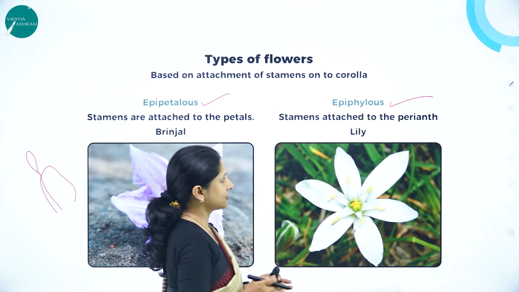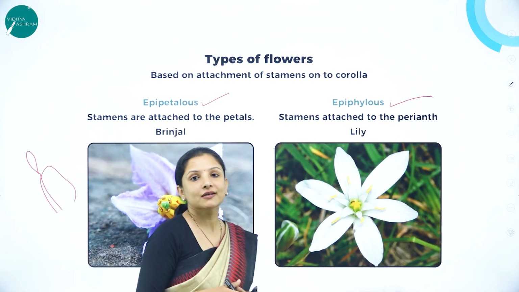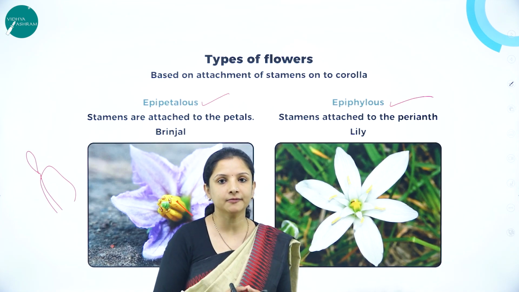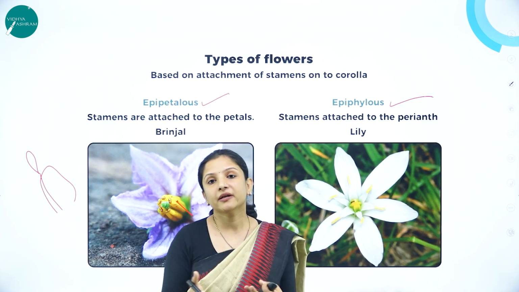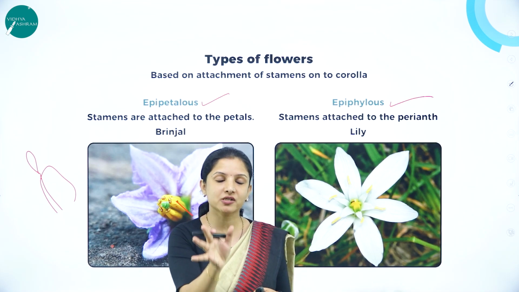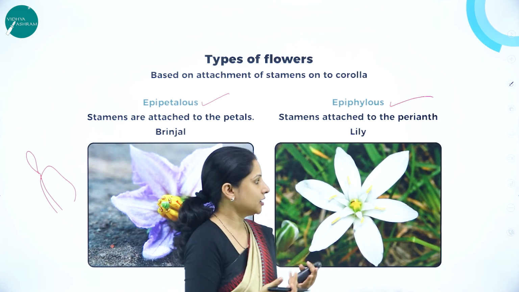Next, epiphyllous stamens. Here the stamens are attached to the perianth. Now what is a perianth? We have studied this also in the previous session, wherein I told you perianth is nothing but wherein you cannot differentiate in a flower which is the corolla and which is the calyx, because both look the same.